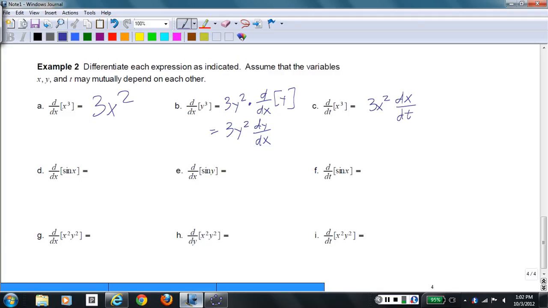d dx of sine x, well, that's easy. It may not be easy, but we've done it before. We've memorized it. d dx of sine x equals cosine x. How about d dx of sine y? Derivative of the sine of something is the cosine of that something times the derivative of that something. So we multiply by dy dx.